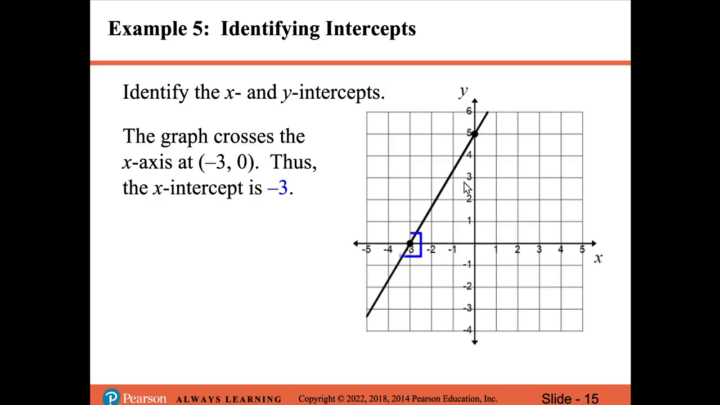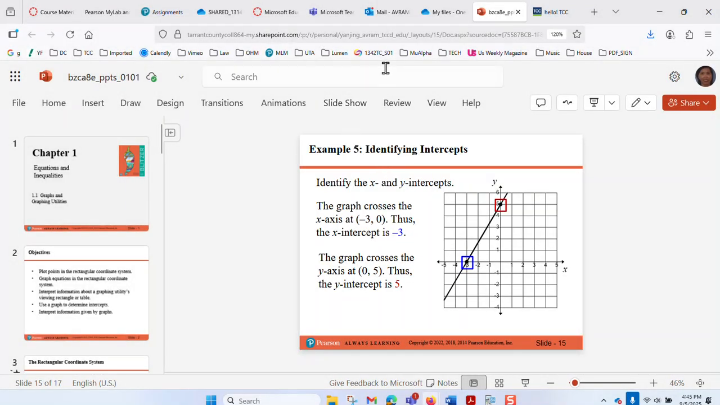So the x-intercept here, if you write it down in an ordered pair, right? Write it down in an ordered pair, it will be -3 and 0.